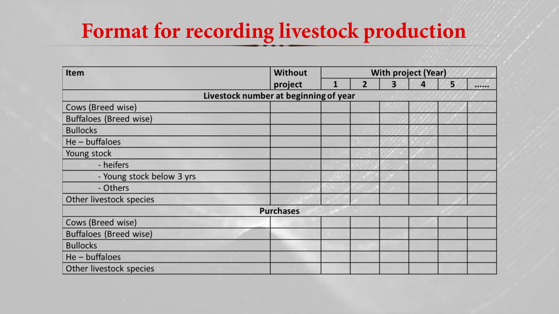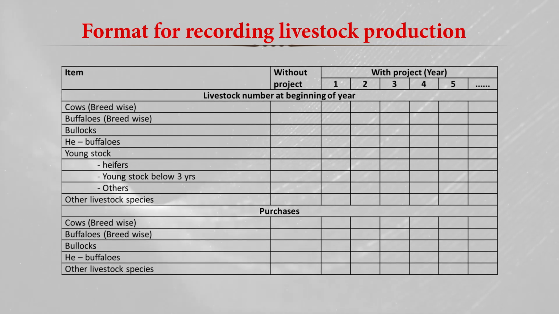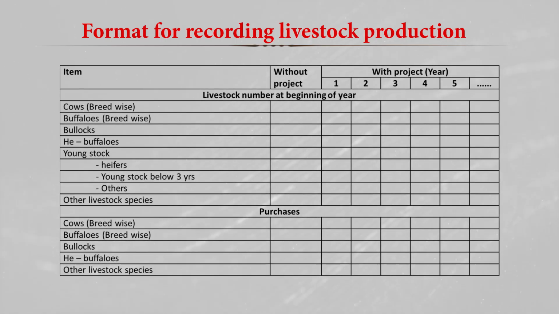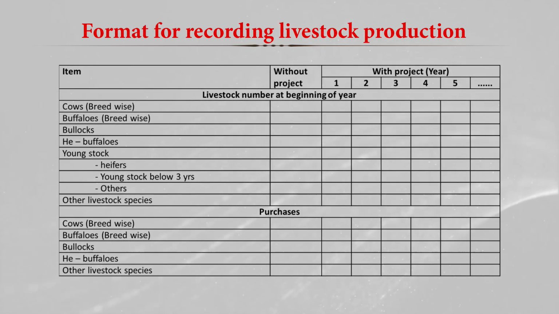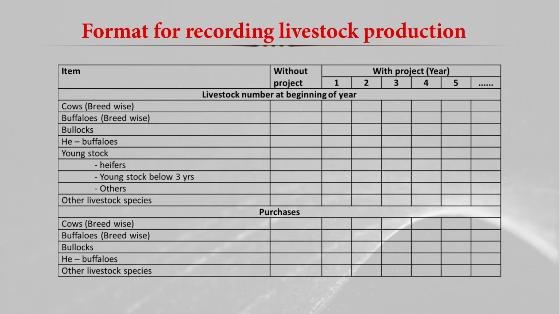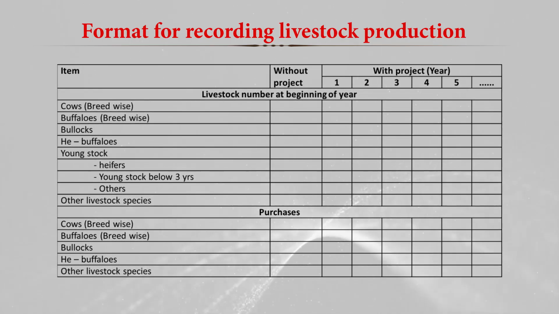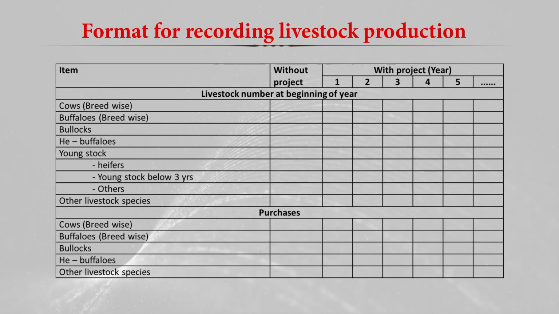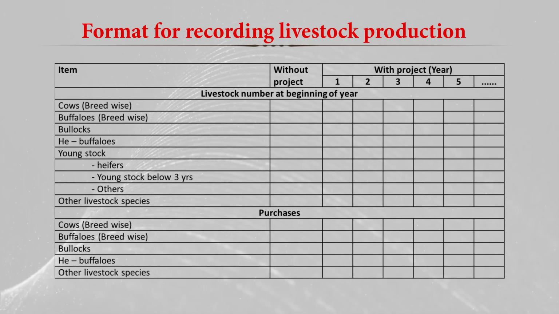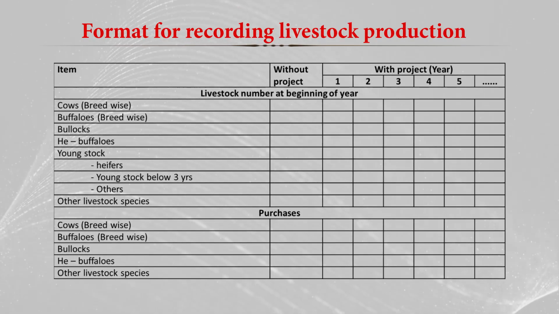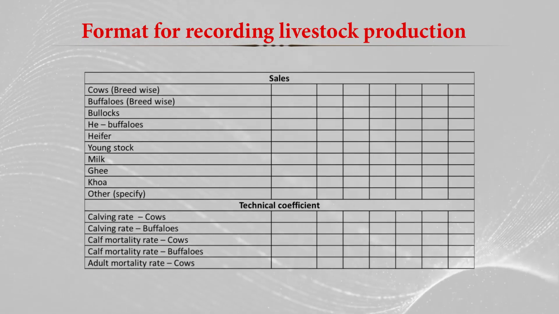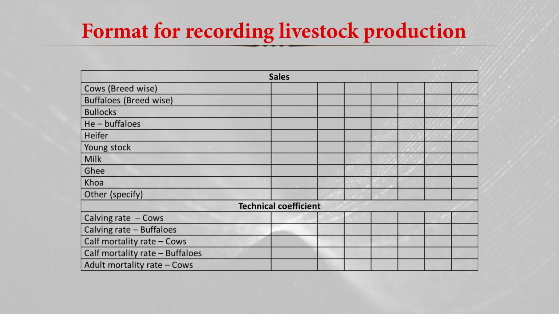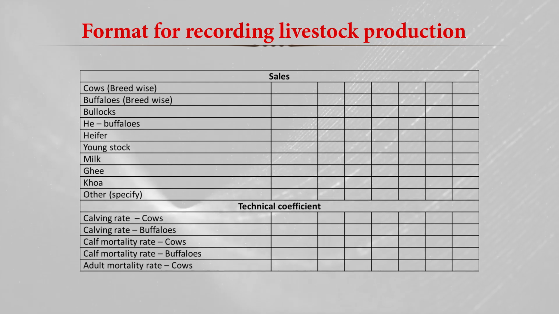If any other livestock species are available like goat and sheep, we have to estimate them. Then we also have to see the purchase of animals in the project duration like cows, buffalo, bullock, he-buffalo, and other livestock species. If we are going to purchase in the project period, we have to estimate and project that, and then we also have to project the sale of the animals like cows, buffalo, bullock, and different types of animals.